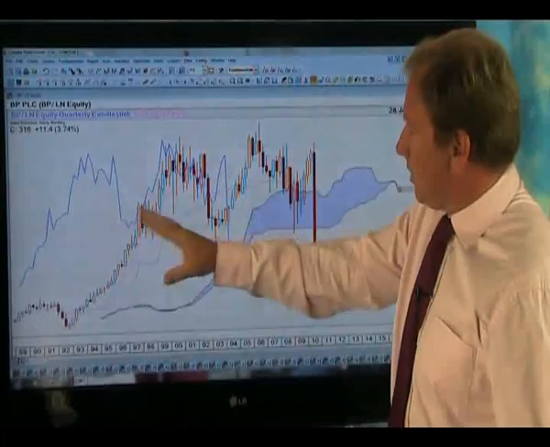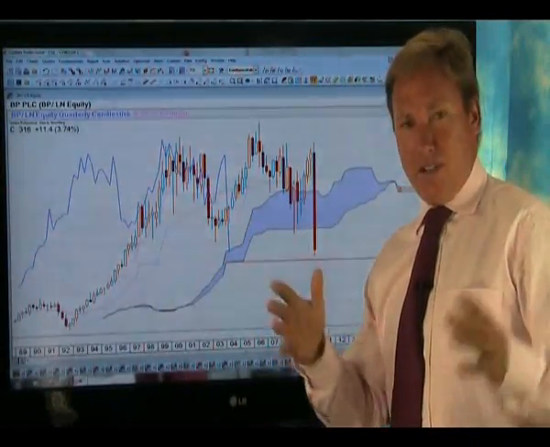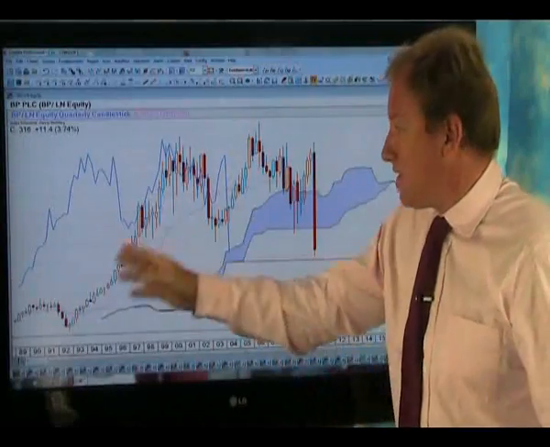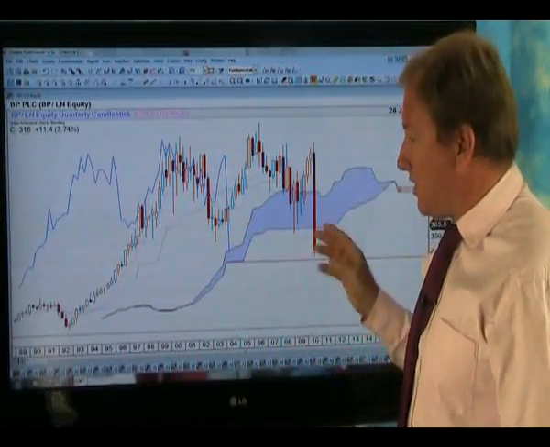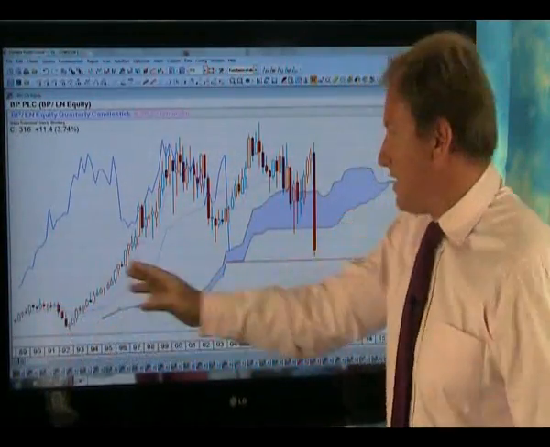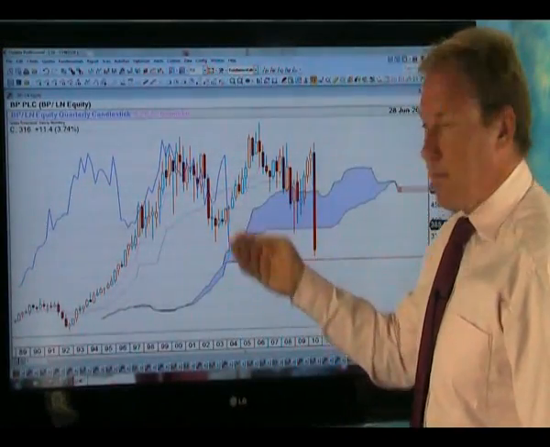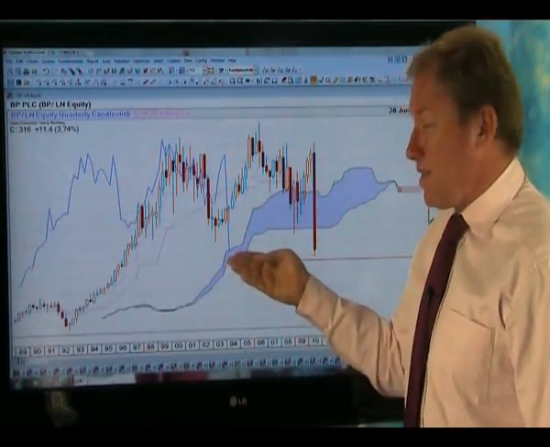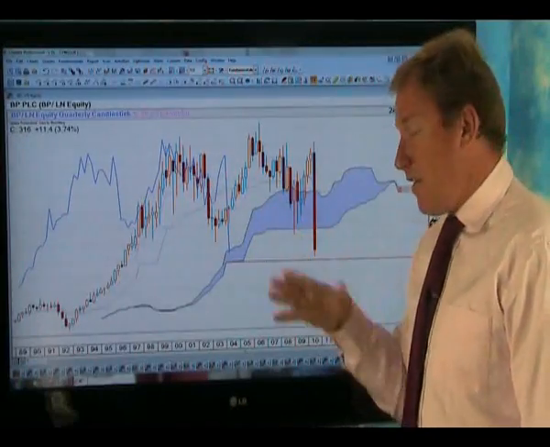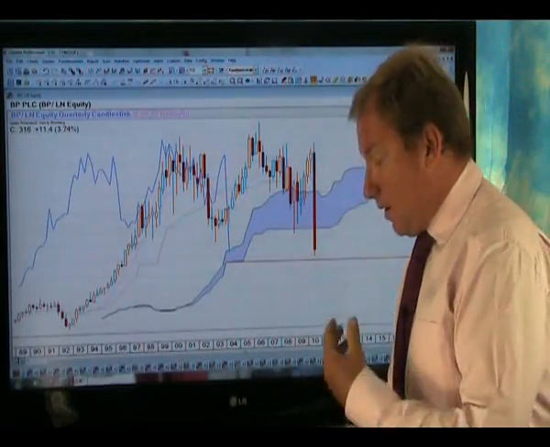But one chart to look at is the quarterly cloud chart. This is quarterly. Can you imagine? 52 quarters are taken to actually construct the cloud. So we've gone right back to the late 80s in order to produce this chart. 285 is where the lagging line would break on this chart. We look at this as a support level. So 285 is about the support level on BP.